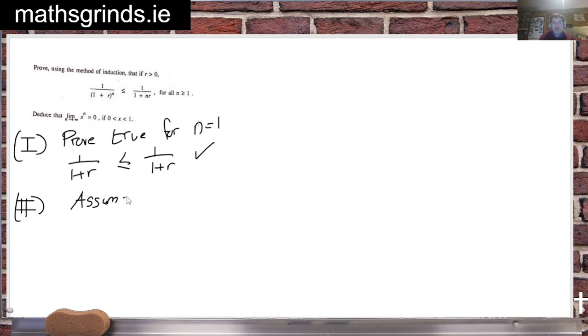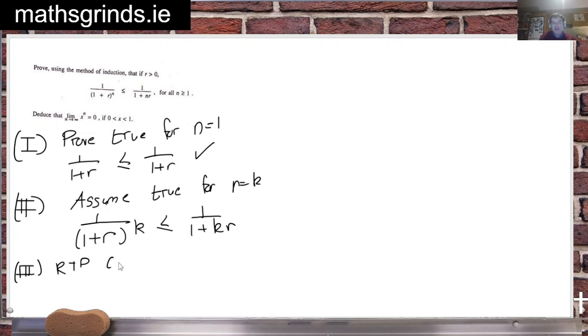Step 2, assume it's true for n equals k. So that's 1 over 1 plus r power k. Right. K's in the denominator, but I'll keep it in the same form. Less than or equal to 1 over 1 plus kr.